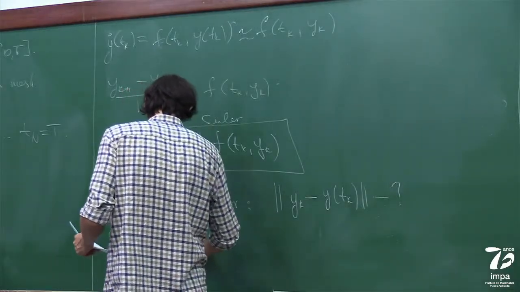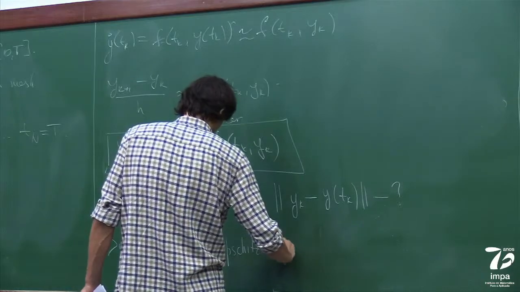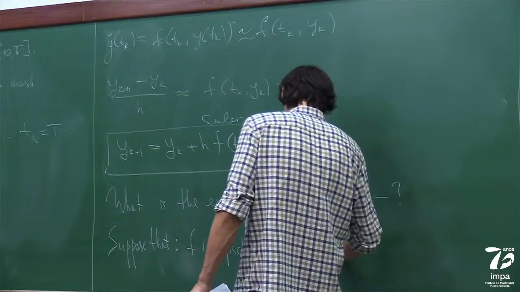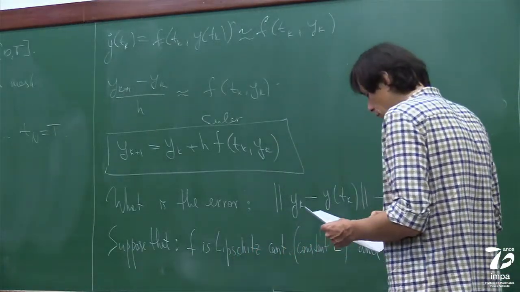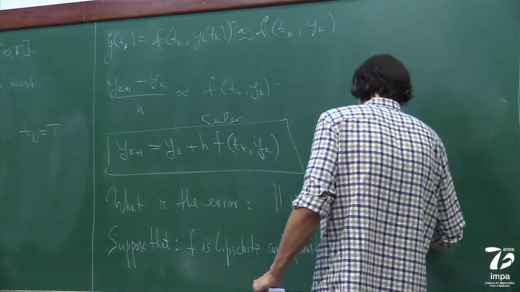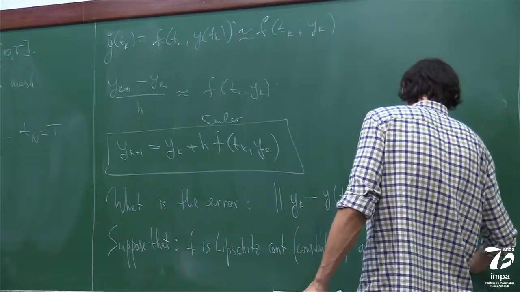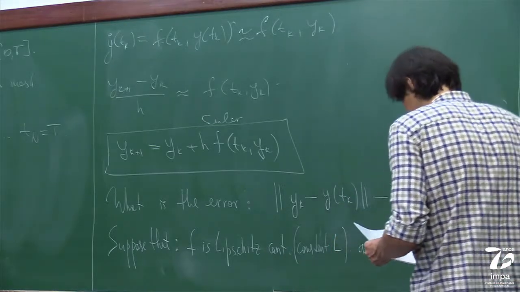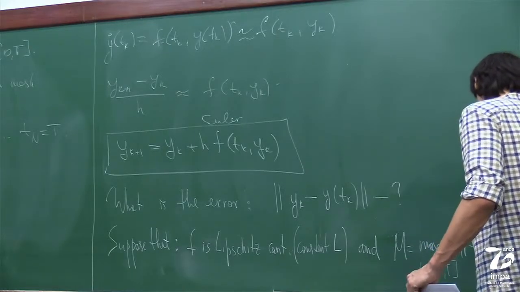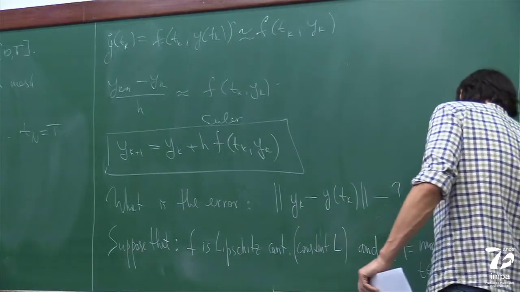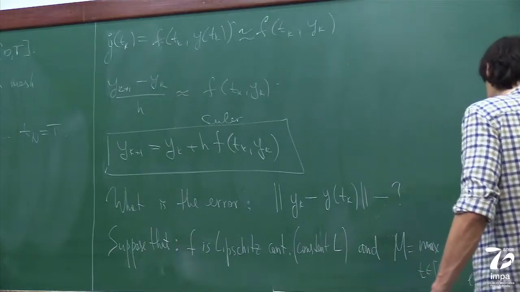Okay, so suppose that f is Lipschitz continuous with constant L, so we know the constant of Lipschitz continuity, and then we also suppose that M is the maximum of the norm of the second derivative at all times of our interval. So it exists and is finite.